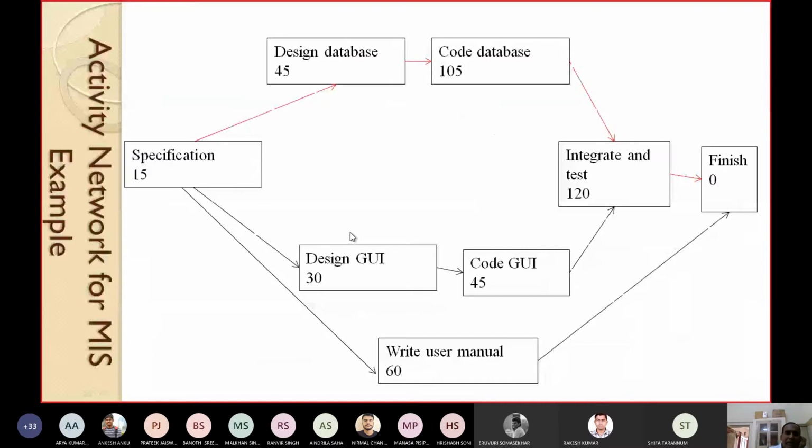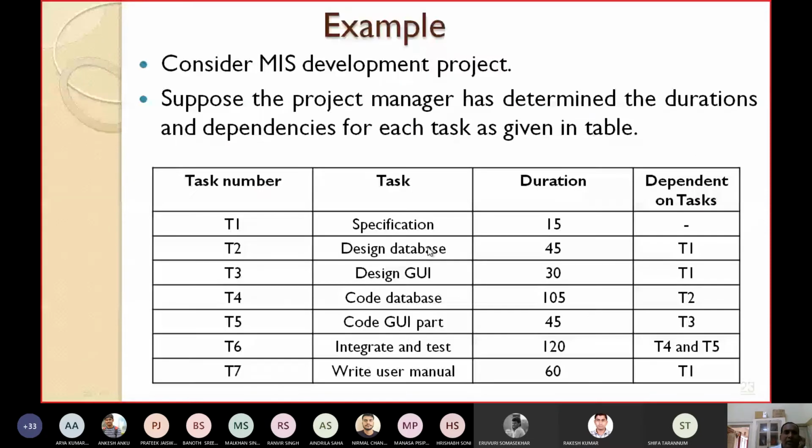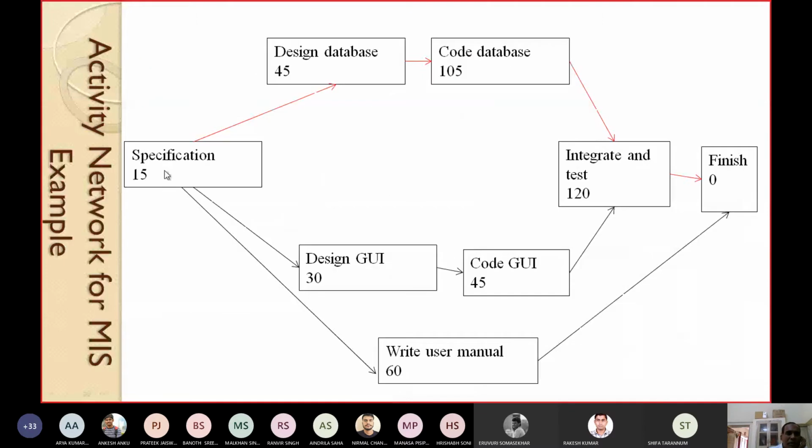T1 is this. After completion of T1, what things can be started? You can see after T1 is over, we can start T2, T3, T7. What is T2? Design database. What is T3? Design UI. What is T7? Write the user manual. So after specification is over, T2, T3, T7 can be started. T2 is design database, it will take 45 days. T3 design GUI, it will take 30 days. T7 is write user manual, it will take 60 days.